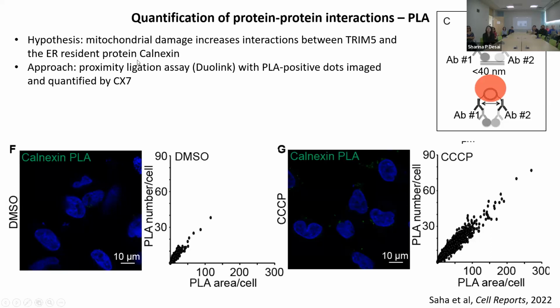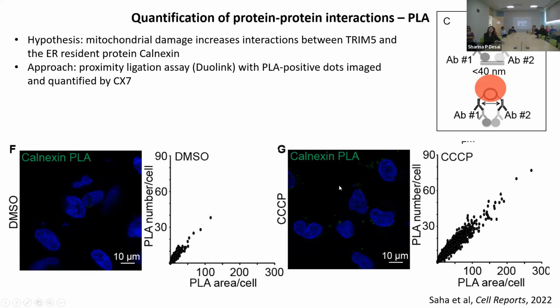Here we're looking at TRIM5 interacting with the ER-resident protein calnexin, because we had some data that suggested that mitochondrial damage induces the relocalization of TRIM5 to ER-mitochondrial contact sites. And so here, in untreated cells, you see very few of these red dots in the image. They're few, they're small, they're not many per cell, and they aren't very big.